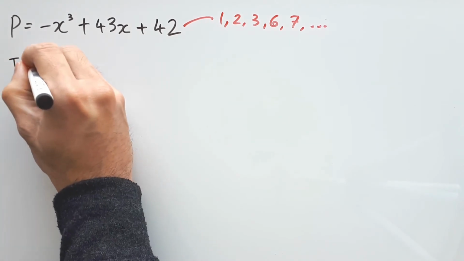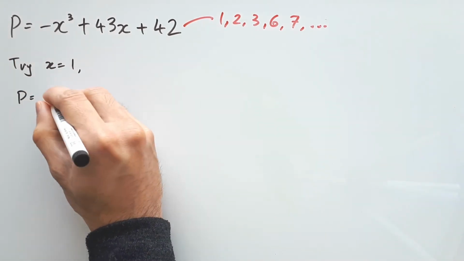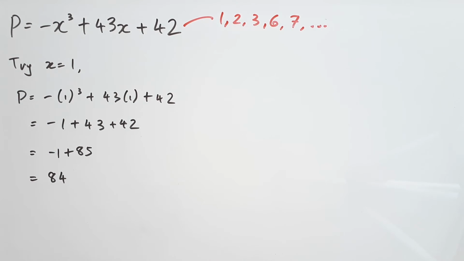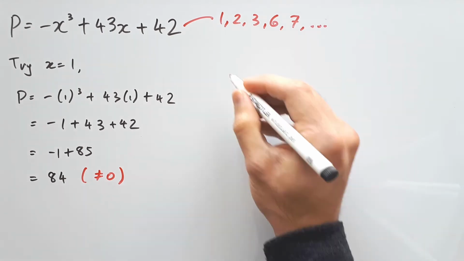Alright, so let's try x equal to 1 and see what we get. Okay, so it ends up being 84, which is not 0, which means 1 is not our solution. So let's try the negative version of that.